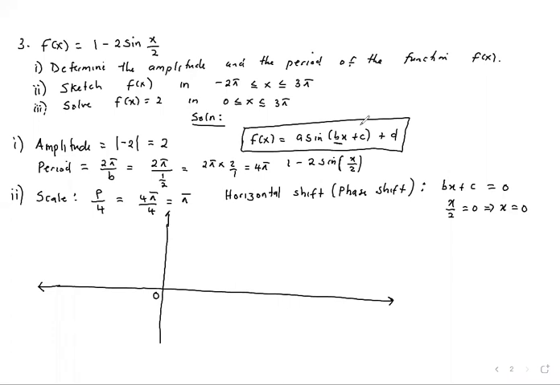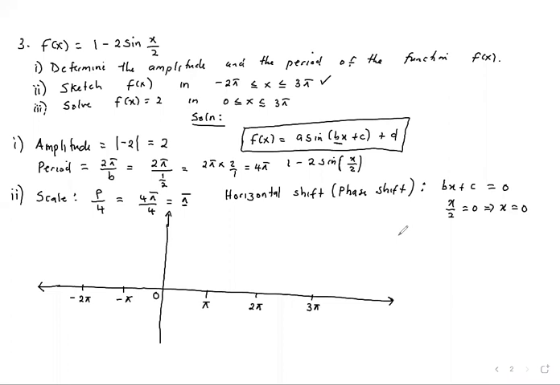So start from 0 and add the scale. The scale is pi. So 0 plus pi, we get pi. Pi plus pi, we get 2 pi. And 2 pi plus pi, we get 3 pi. We only go as far as 3 pi. And then from 0, you subtract, you get negative pi. You subtract again, you get negative 2 pi. We only go as far as negative 2 pi.